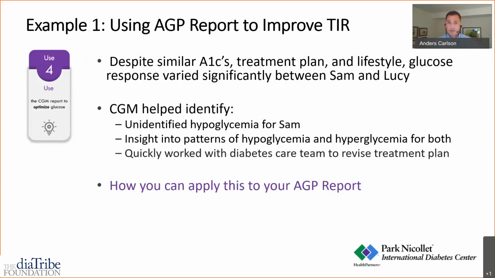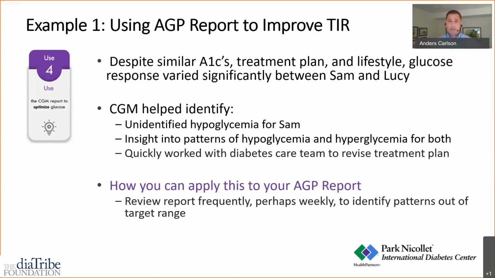So what can you take away from this to your own AGP report or the AGP report of your loved one? Really, it's key that you review the data frequently, perhaps once a week or every other week, to try to find patterns and improve that time in target range and reduce the hypoglycemia. Diabetes is a dynamic disease, and just remember that what works this week might not work 3 months from now or 6 months from now.